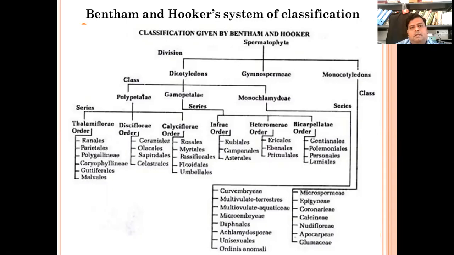George Bentham and Joseph Dalton Hooker are the two taxonomists who were closely associated with the Royal Botanic Gardens in Kew, England. They have given a detailed classification of the plant kingdom that we use to date. Particularly, they gave an outstanding system of classification of phanerogams in the publication Genera Plantarum, which was published in 3 volumes between the years 1862 and 1883.